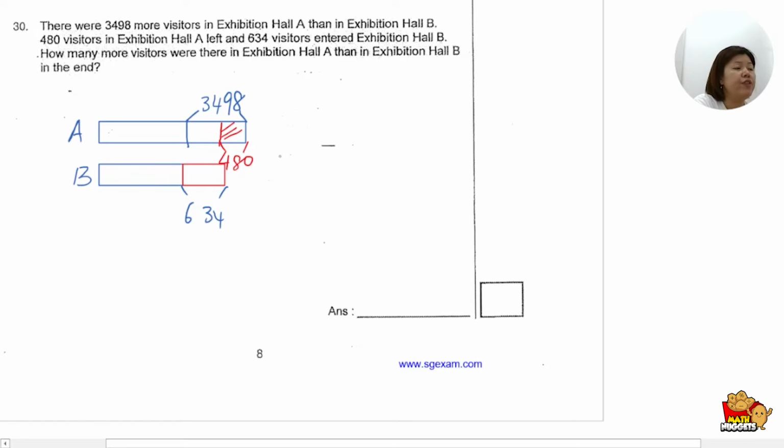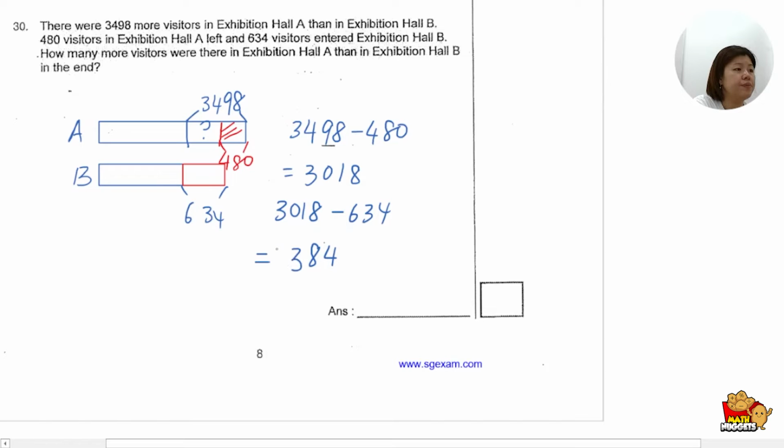So first thing we must find this part. We will take 3,498 minus 480. It will give us 3,018. And from 3,018 I can minus my 634, which could give me 2,384.